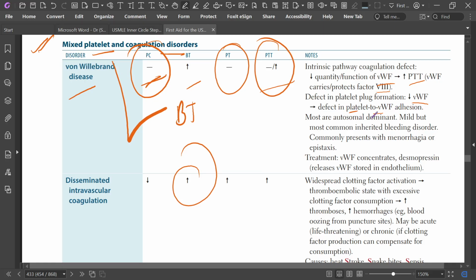Most cases are autosomal dominant, and it is the most common inherited bleeding disorder, commonly presenting with menorrhagia or epistaxis. Treatment is von Willebrand factor concentrate or desmopressin, which releases von Willebrand factor stored in the endothelium. Desmopressin is also given in nocturnal enuresis and central diabetes insipidus. These are the common areas where desmopressin is used, and another is type 1 von Willebrand, very atypical.